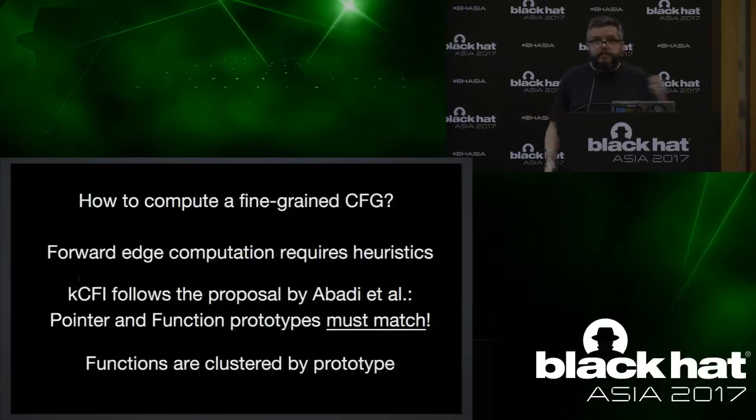So if you have, for example, a function pointer that is void and receives no arguments, this function pointer can only be used to call functions which return void and receive no arguments. So you enforce this sort of matching. And by doing something like this, we are actually clustering functions by prototype. So you have a specific prototype, and all the functions with that same prototype will be allowed to be called through a function pointer which matches this prototype.